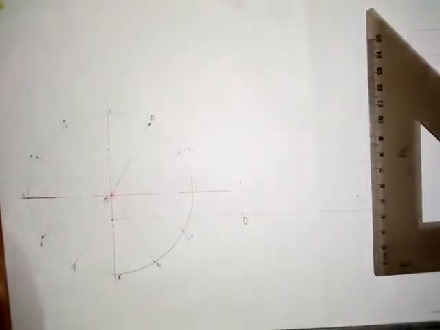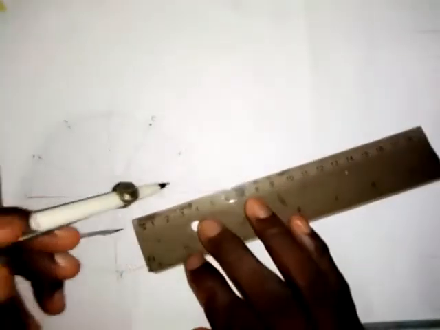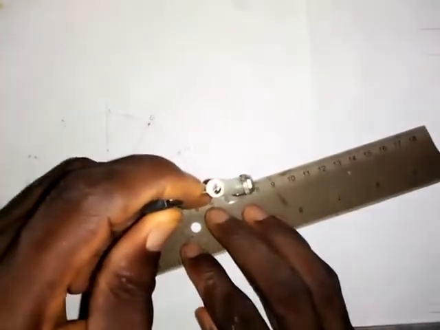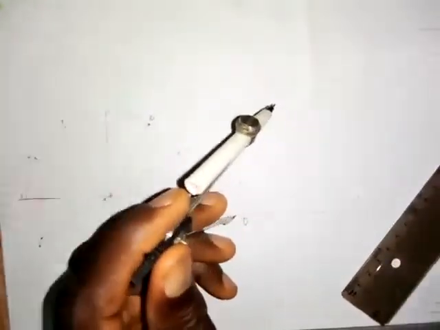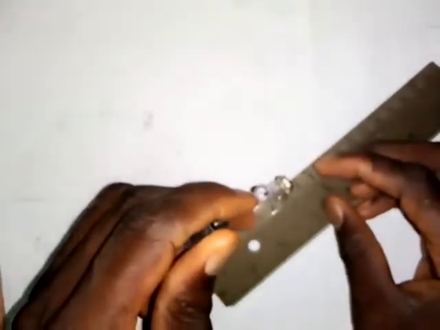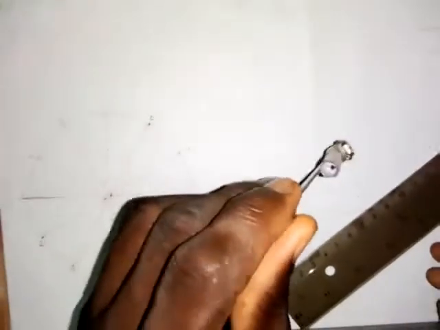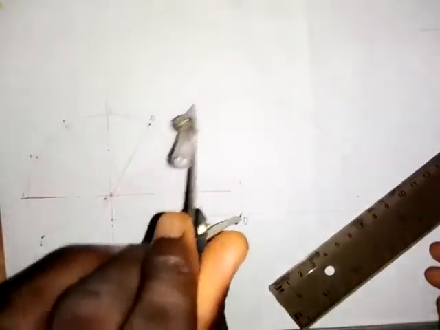All right. So then we have that CD is 75 millimeters. So what you need to do is to take your compass, take a measurement of 75 millimeters on your ruler like this, and then you put it at point D and you draw an arc. So this is the arc. You draw an arc like this.